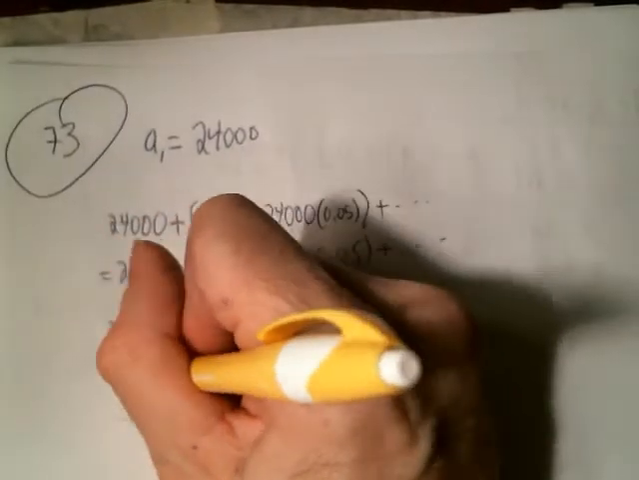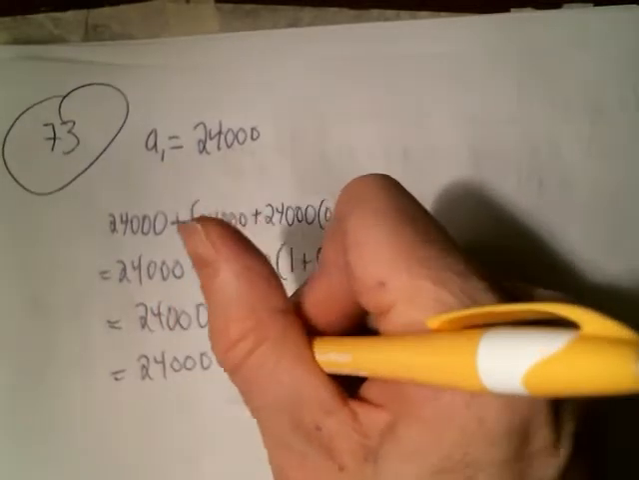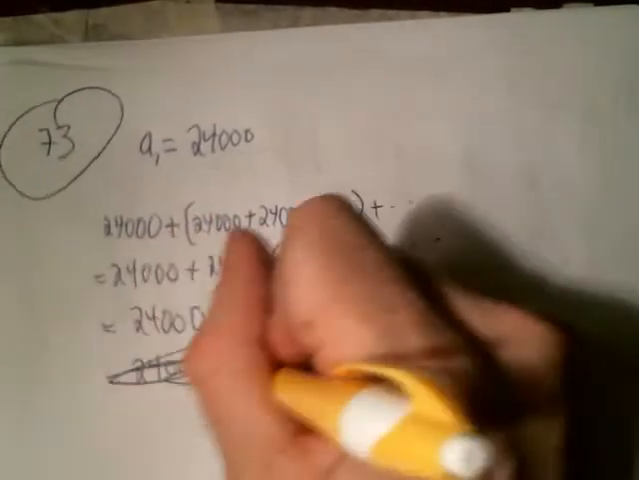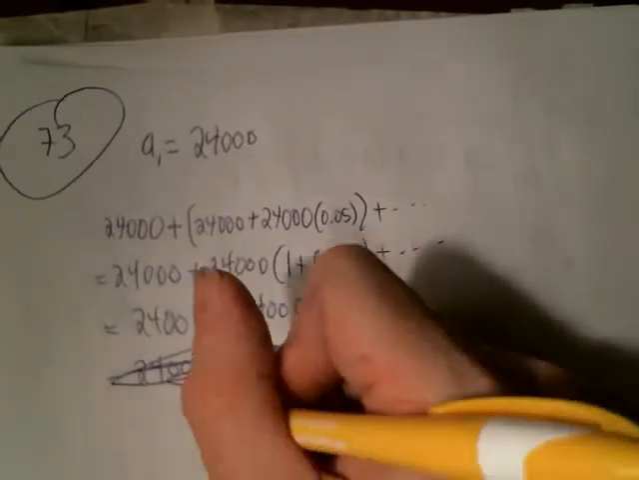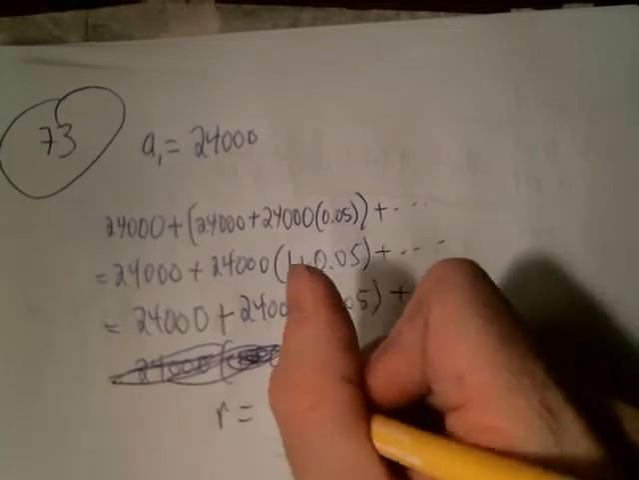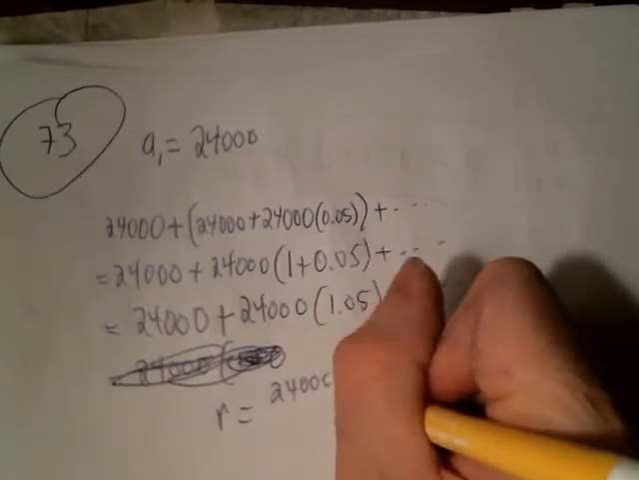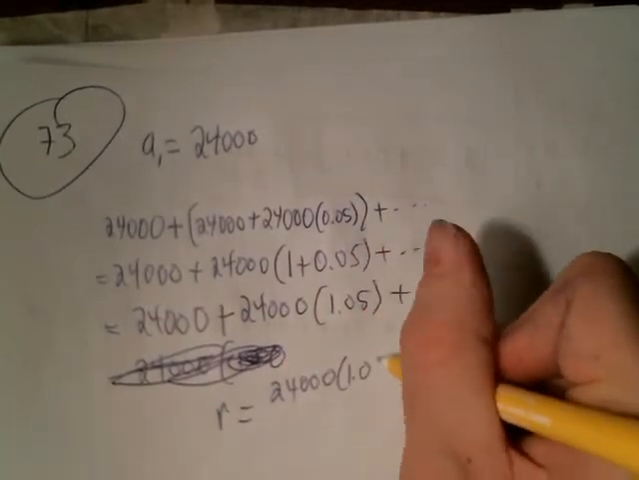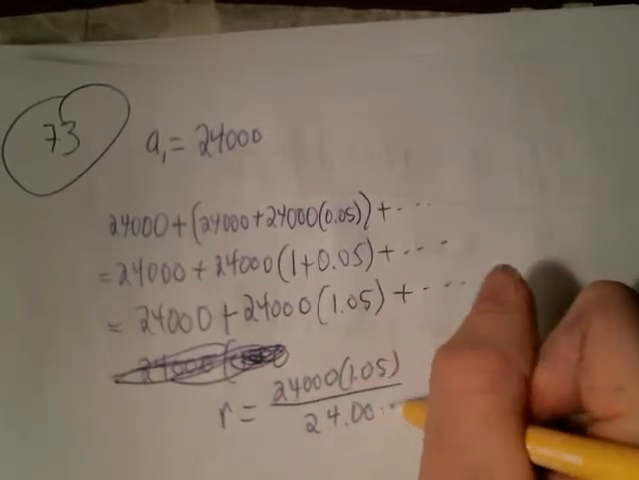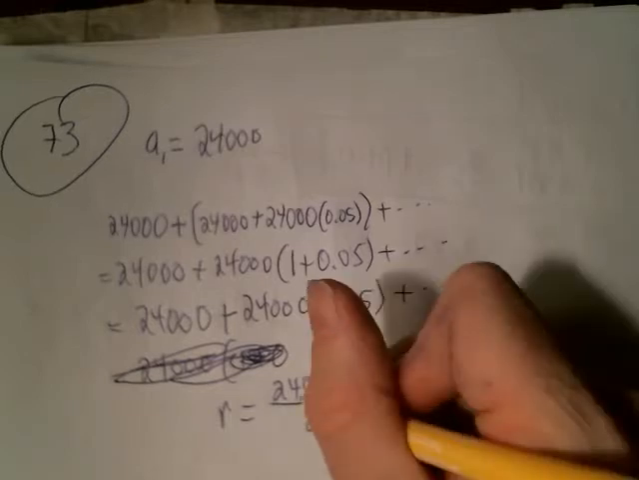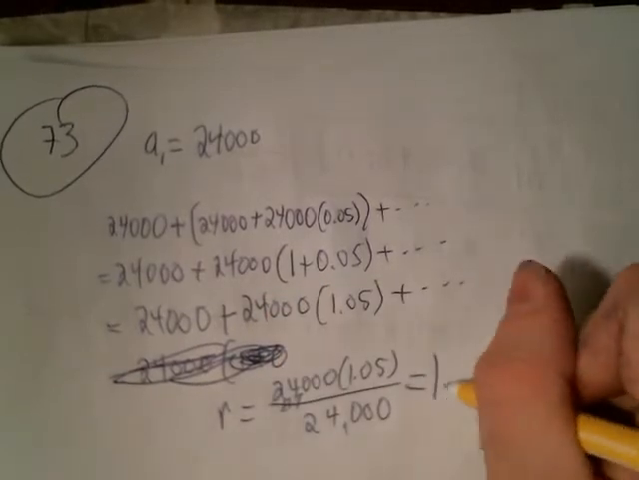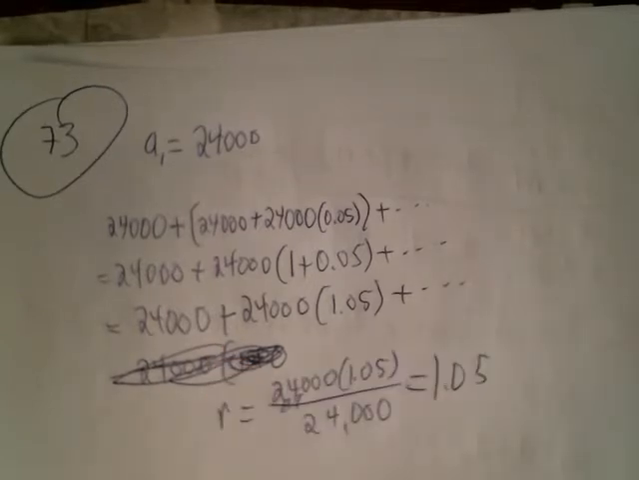And then we could factor out the 24,000. Sorry, we already did that, right? So what we want is the r value out of this. So you take these two terms and divide them. And it's kind of like a pattern at this point. You know it's going to be 1.05 from the previous problem. So yeah, the ratio is 1.05.